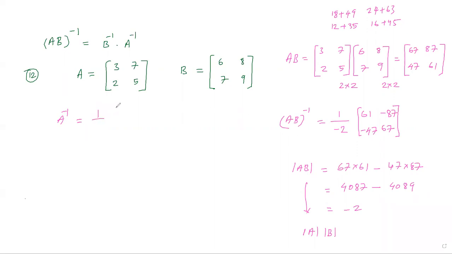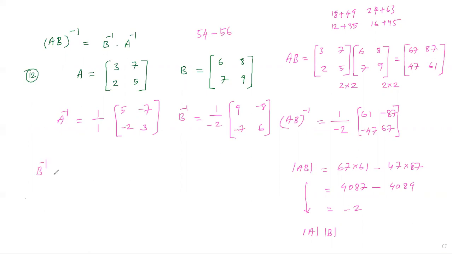A inverse is 1 by determinant: 3 into 5, 15, minus 14, that is 1. So 5, 3 diagonal elements interchanged, and minus 7, minus 2. And B inverse will be 1 by determinant: 9 into 6, 54, minus 56, so minus 2, into 9, 6 with diagonal elements interchanged, minus 8, minus 7, 7.